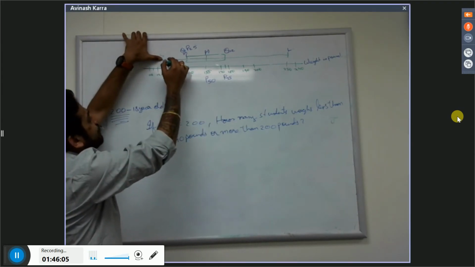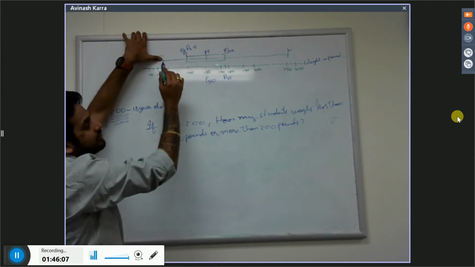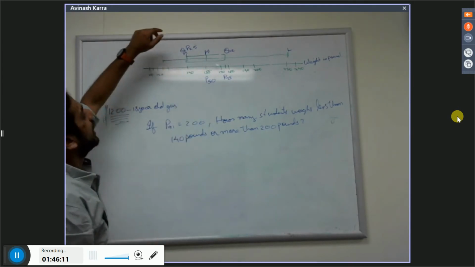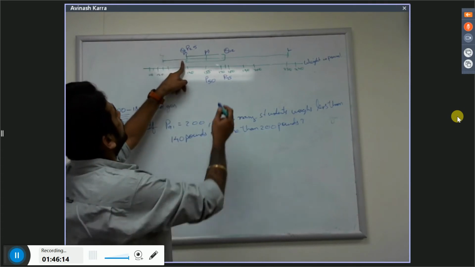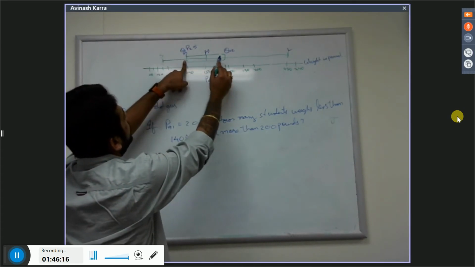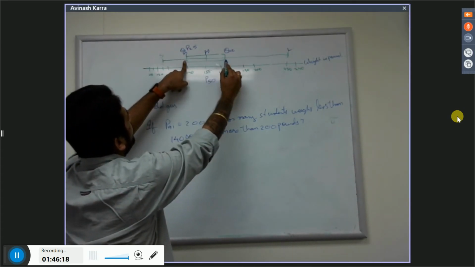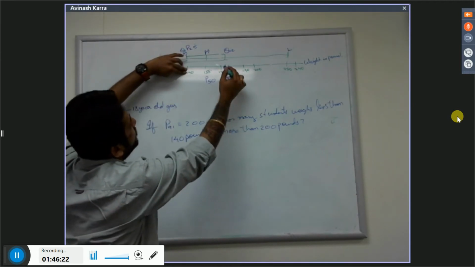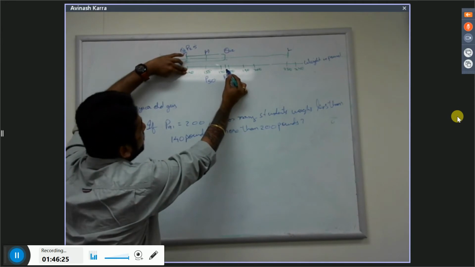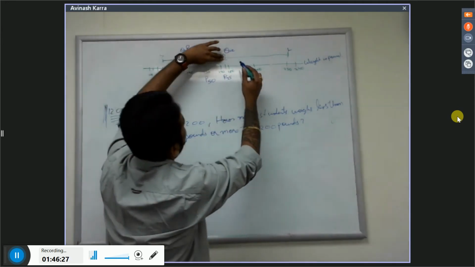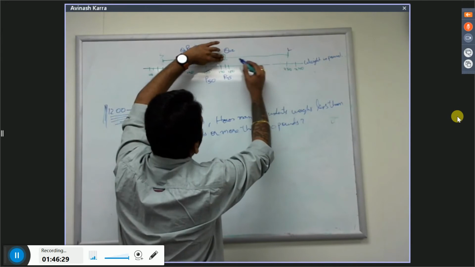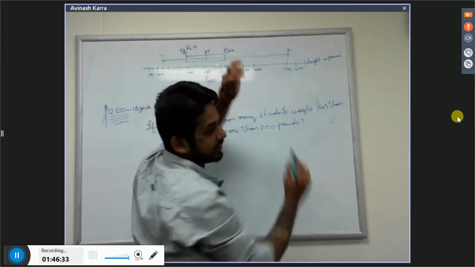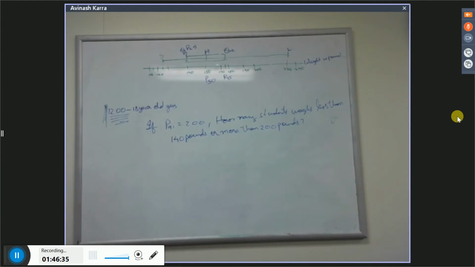25% of the students lie in between 125 to 140, and P25 to P75, 50% of the students lie between 140 to 175, and the rest 25% of the students lie in between 175 to 230. Are you clear?